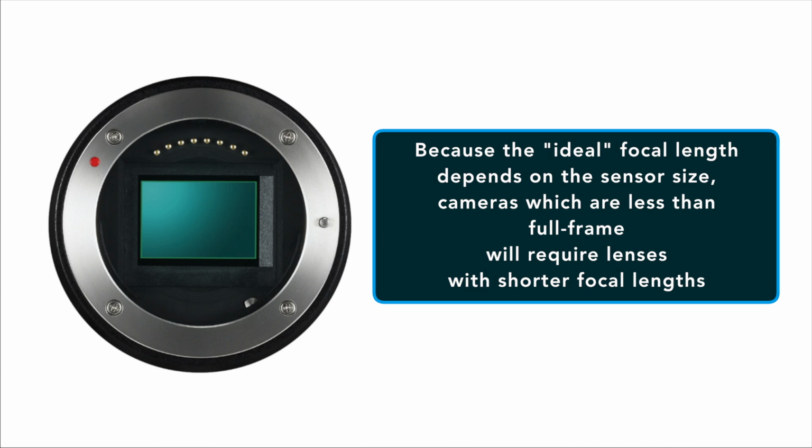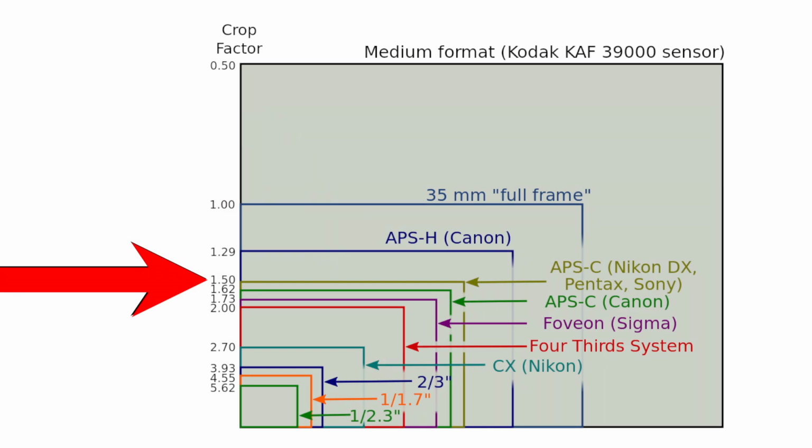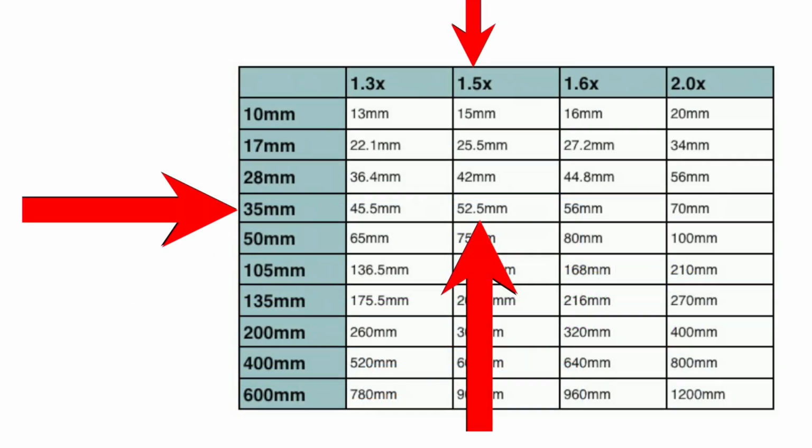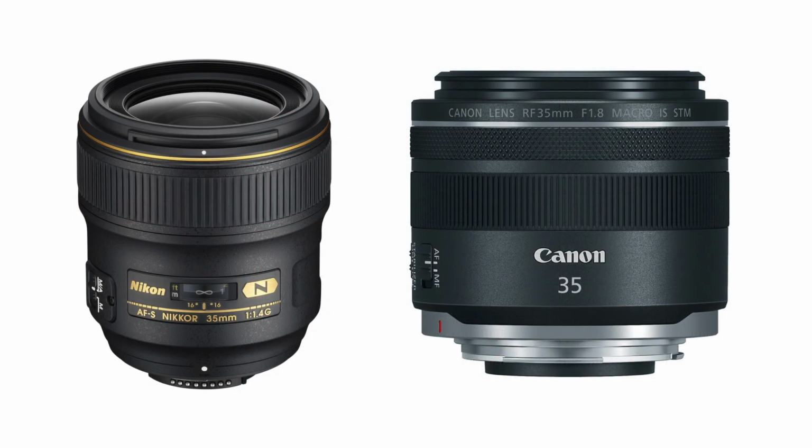Because the ideal focal length depends on the size of the sensor in your camera, cameras which are less than full frame will require lenses with shorter focal lengths. For example, a camera with a 1.5x crop factor will require a lens which is 1.5 times shorter than a standard 50mm lens, which works out to around 33mm. A number of manufacturers produce 35mm standard lenses to meet this requirement.